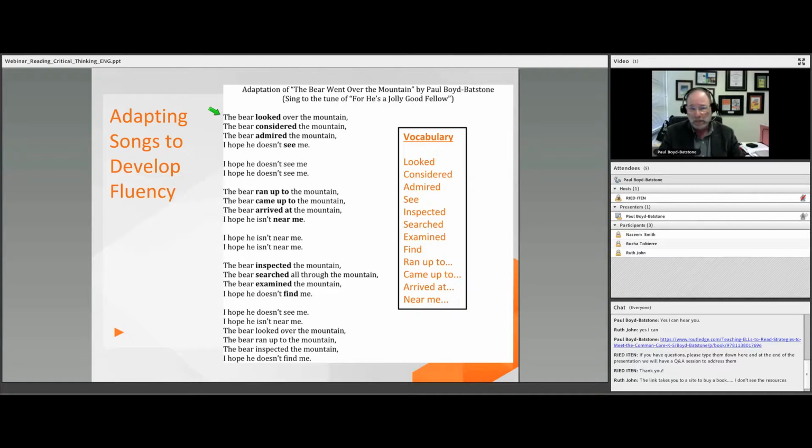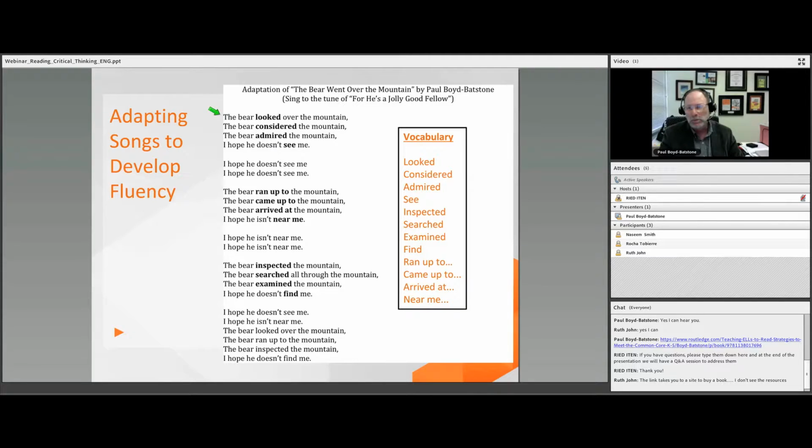The bear ran up to the mountain, the bear came over the mountain, the bear arrived at the mountain. I hope he isn't near me. I hope he isn't near me. I hope he isn't near me. The bear inspected the mountain. The bear searched all through the mountain. The bear examined the mountain. I hope he doesn't find me. I hope he doesn't see me. I hope he isn't near me. The bear looked over the mountain. The bear ran up to the mountain. The bear inspected the mountain. I hope he doesn't find me.